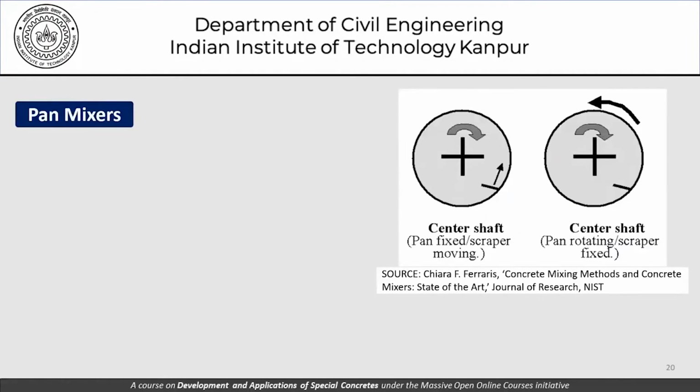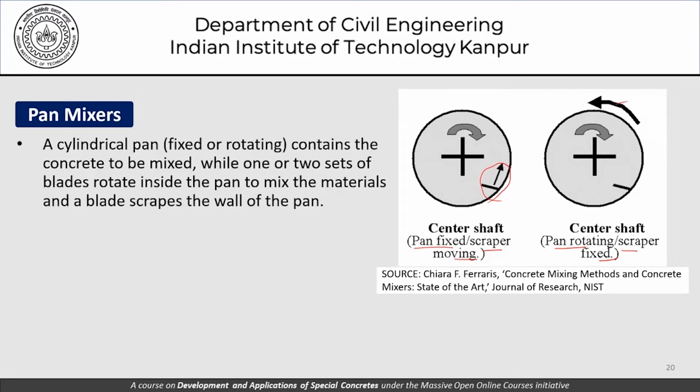Now moving on to pan mixers, we have two essentially different types of pan mixers. One where the pan is fixed and the scraper is moving, that is shown here. In another case, the pan rotates and the scraper is fixed. So we have a pan rotation here as shown here, and the scraper is fixed. Describing these pan mixers, a cylindrical pan which could be fixed or rotating contains the concrete to be mixed, while one or two sets of blades rotate inside the pan to mix the materials, and the blade scrapes the walls of the pan.